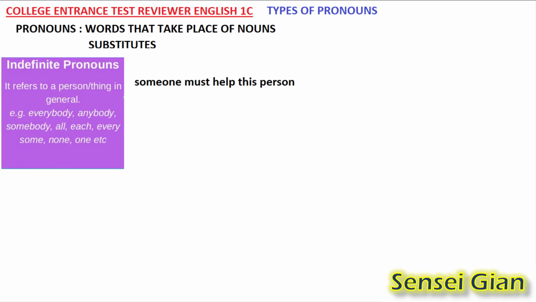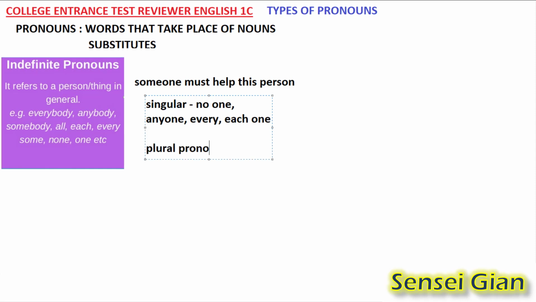There are different types of indefinite pronouns. Usually there are singular indefinite pronouns like no one, anyone, everyone, each one. There are also plural pronouns like both, several. Those are plural indefinite pronouns, and you might want to give it a try searching online for the list of these indefinite pronouns. Few and many are plural pronouns, but there are contextual indefinite pronouns as well.